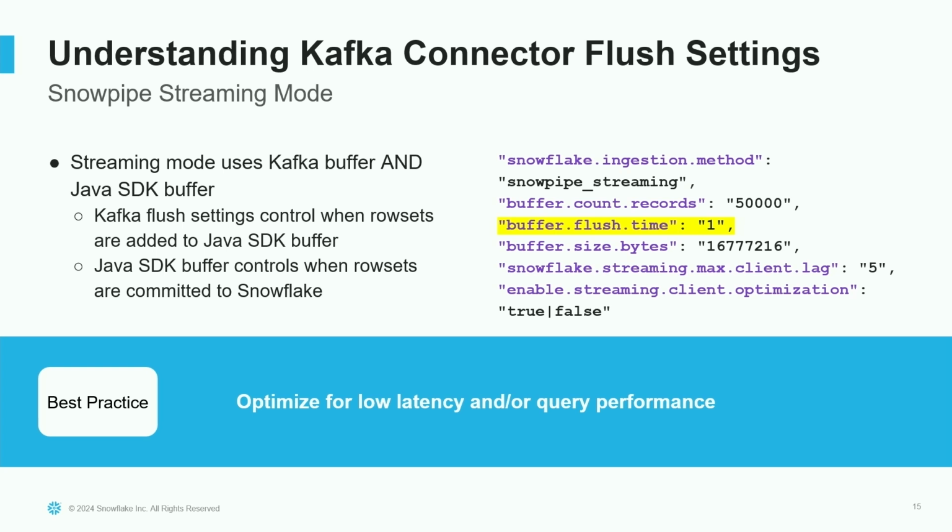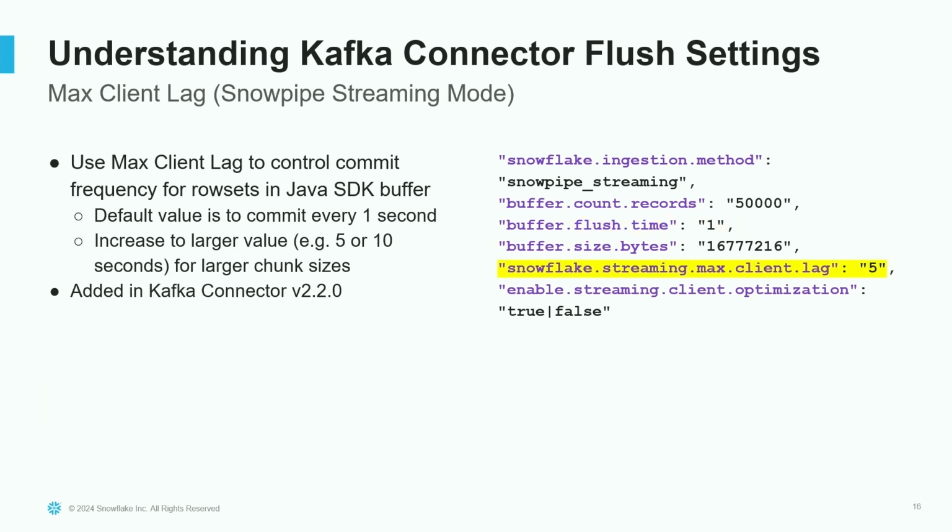But now there is one more setting to look at, which has been in the Java SDK for a while. It was exposed in the Kafka connector as of version 2.2.